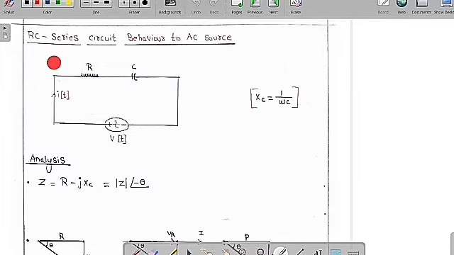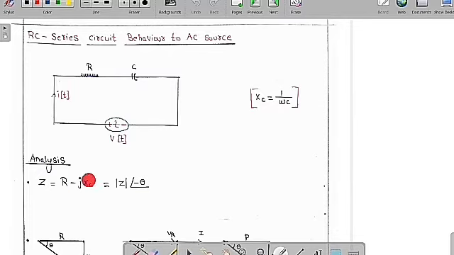Now we are going to learn about the RC series circuit behavior with an AC source. In the RC series circuit there is a supply voltage V of t, a resistor and a capacitor. We connect this voltage source, and a current I of t flows through this circuit. The capacitor reactance is Xc is equal to 1 by omega C. Now we do the analysis of this circuit, which is Z is equal to R minus jXc, where Xc is equal to 1 by omega C.